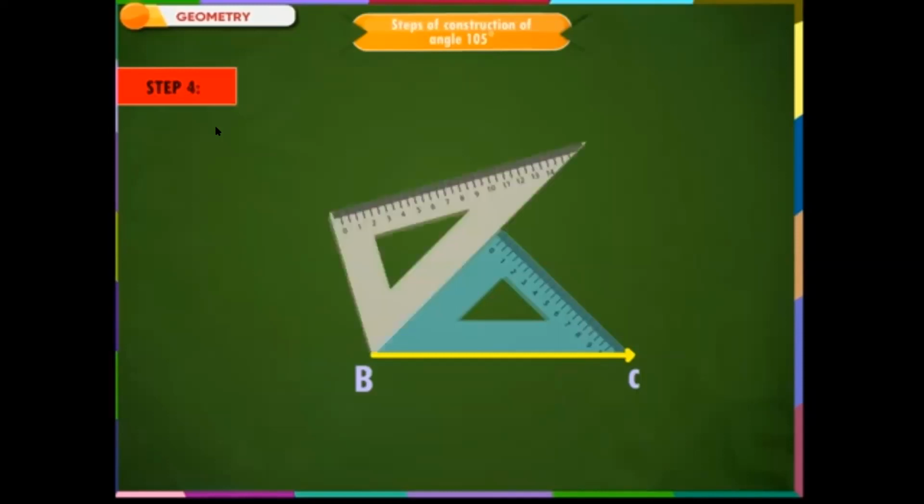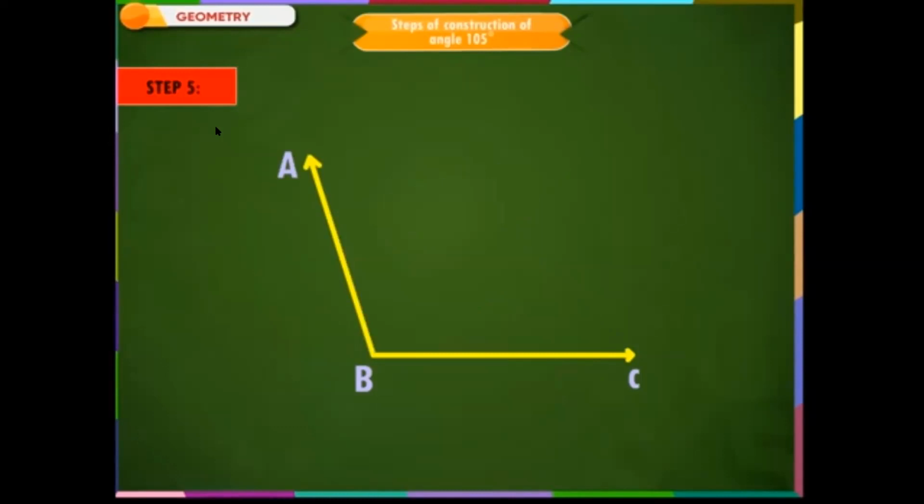Step 4. Now, place the 60 degree set square adjacent to the 45 degree set square, such that its 60 degree vertex coincides with point B as shown on the screen. Step 5. After this, draw a ray BA along the edge of the 60 degree set square that is not touching the 45 degree set square, starting from point B. The angle so obtained is of measure 105 degrees.